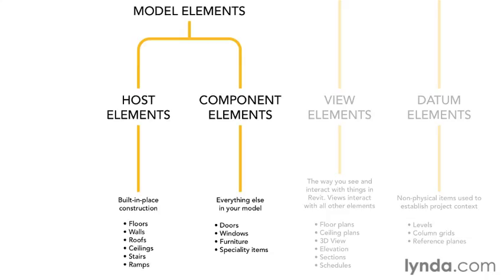We'll be building furniture examples. We'll look at some door examples. We have a few different types of families that we're going to focus on the component side. But they all represent real things in your project, actual objects that either get installed in place or built in place.